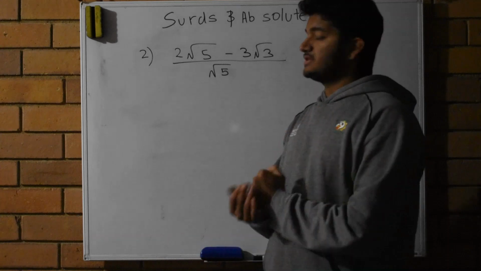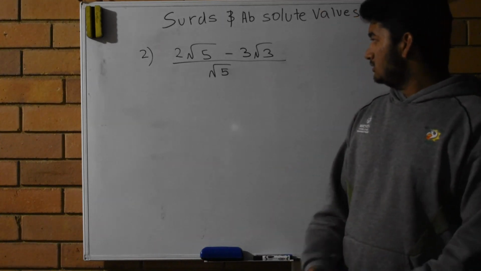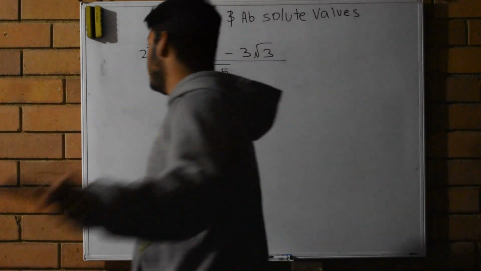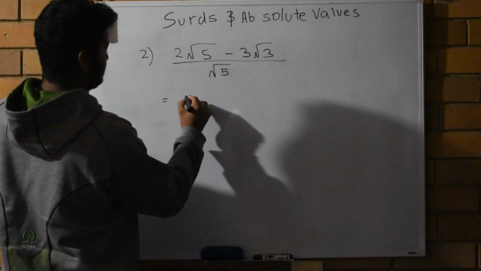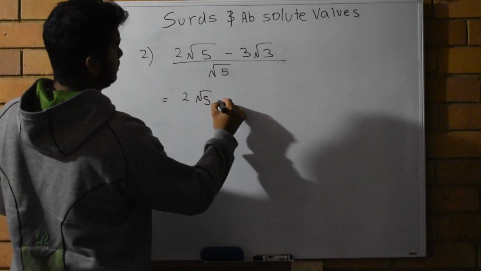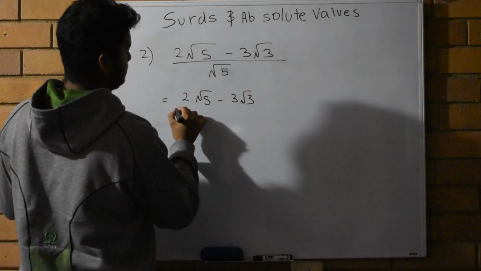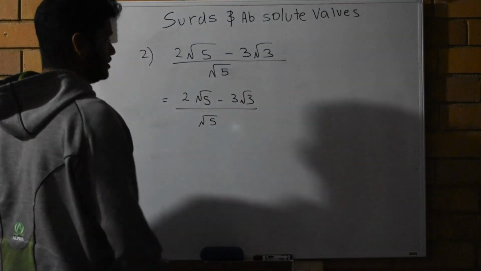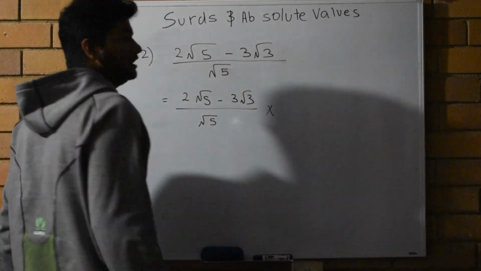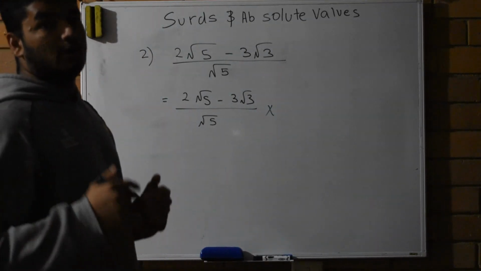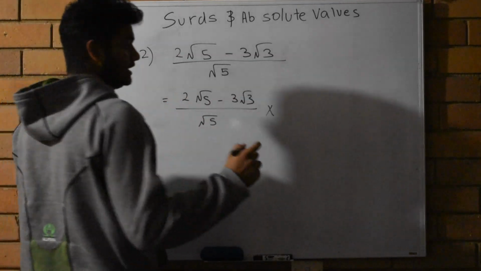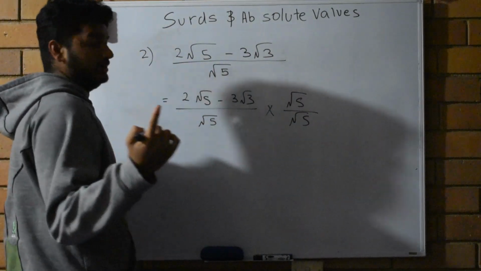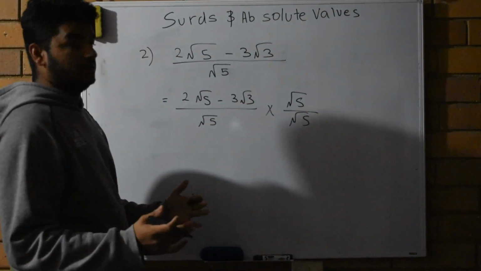Alright guys, so the second question for today. In this one here, we've got to rationalize the denominator. I'll show you how it's done now. So (2 square root of 5 minus 3 square root of 3) divided by square root of 5. Do not cancel them, not good, 0 marks. Now we're rationalizing it by multiplying by 1. By 1 I'm saying square root of 5 over square root of 5. Cancel them out gives you 1. So pretty much you're just timesing the whole thing by 1.